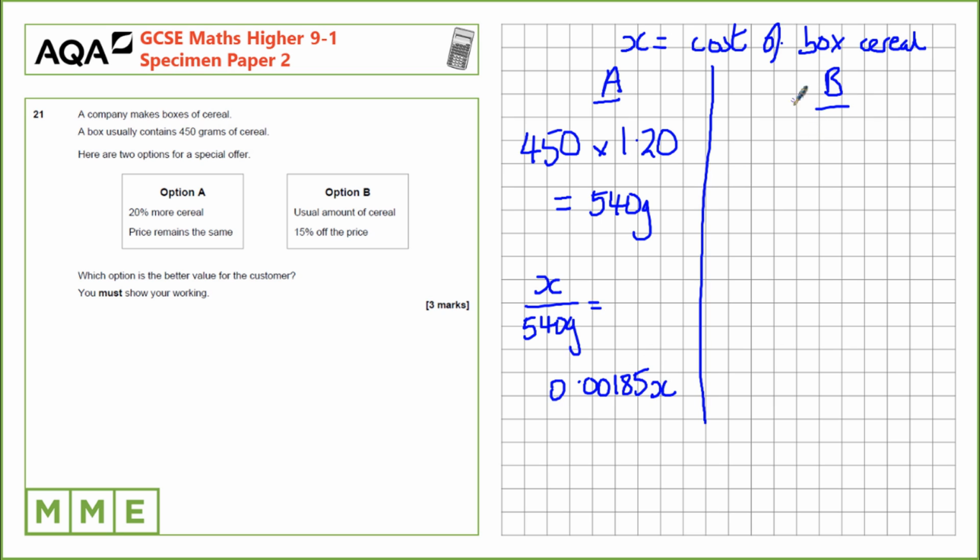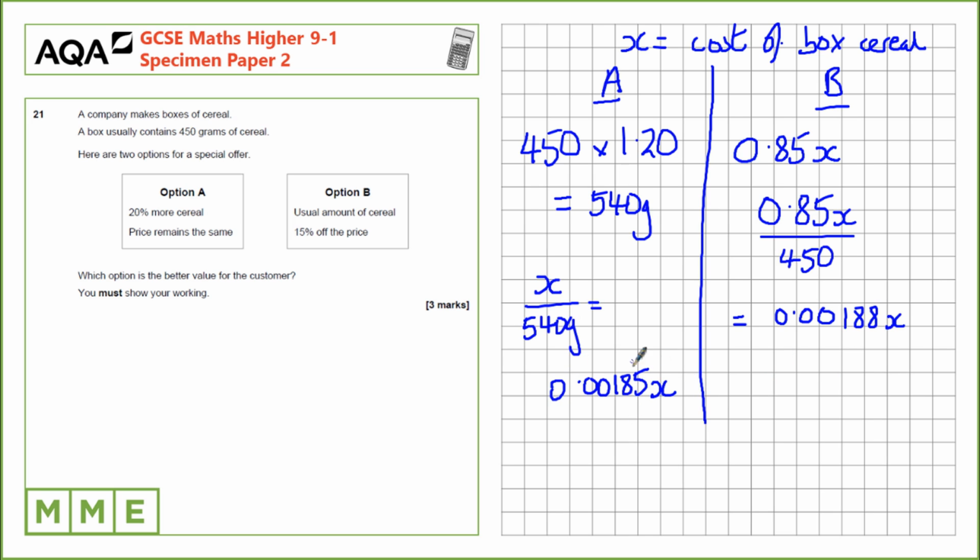Let's do the same for B. We get the normal amount of cereal, but we get 15% off the price. A 15% reduction is the same as a multiplier of 0.85, since that's equivalent to 85%. So we would say that the new cost is 0.85 times x, the old cost. If we want to know the price per gram, we take the cost, as we did before, and divide it by the number of grams. In this case, there's 450 grams in the box because it's the usual amount of cereal. If we make that division, we get 0.00188x.